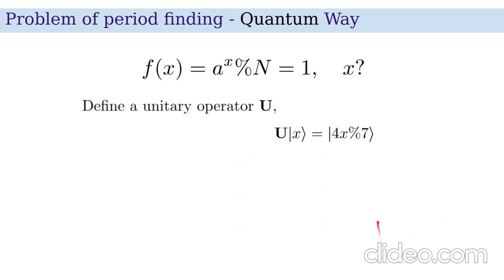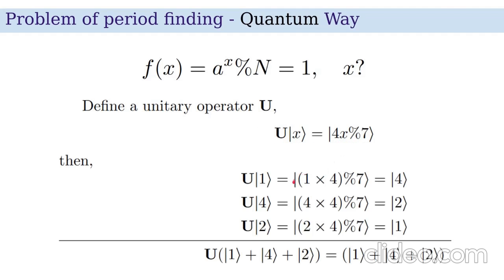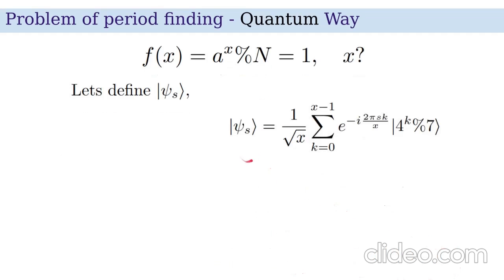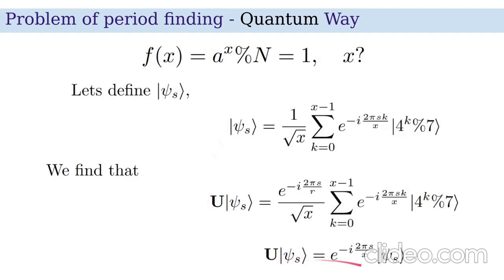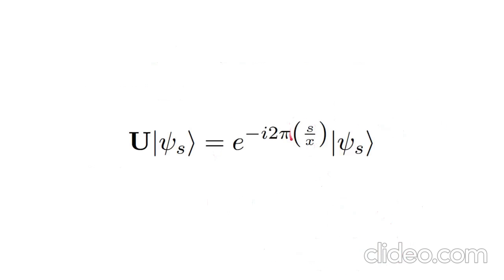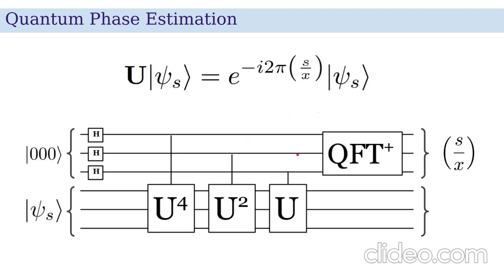So let's rephrase the problem in a quantum way. Let's define a unitary operator u like this, and proceed just like we did in the classical approach. Look at the last line. We have found an eigenvalue problem. If we define a vector psi s like this, we find that psi s is in general an eigenvector of our unitary operator u, and luckily x is present in the phase of an eigenvalue.